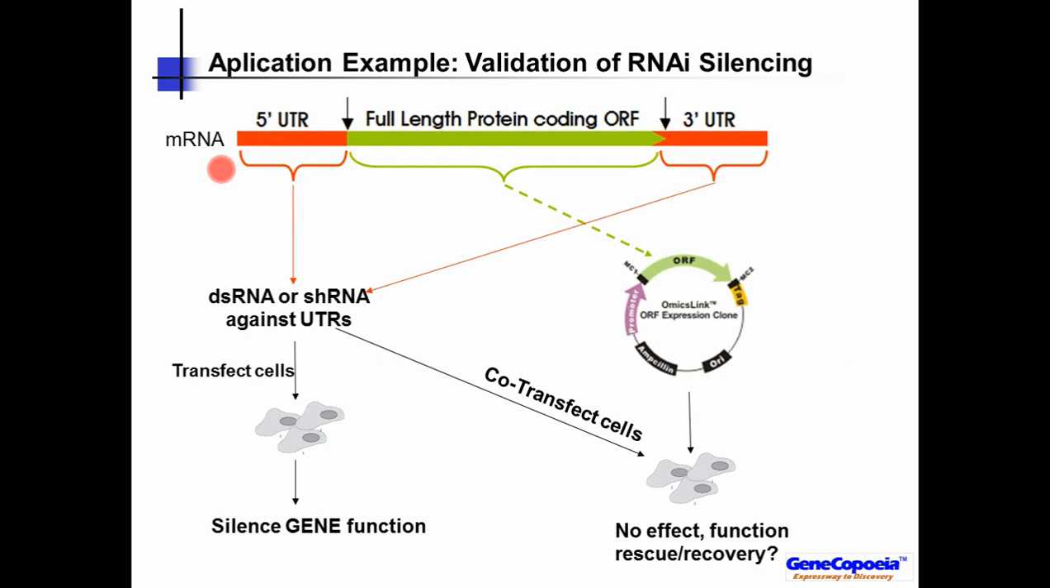Another application of ORF clones is that you can validate RNA silencing. You can put one of our full-length protein-coding ORFs into your cell line that's already had silencing against a particular gene done by double-stranded RNA or shRNA. When you put that clone into your cell lines, you can see that it may knock down, suppress, or reverse the double-stranded RNA-mediated knockdown.